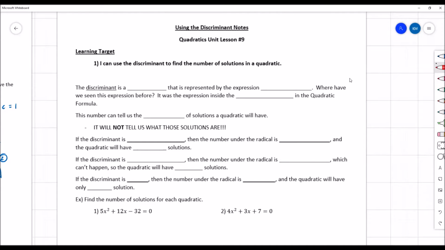Today we're looking at using the discriminant. At the end of this video, you should be able to use the discriminant to find the number of solutions in a quadratic. Okay, the discriminant is a value that is represented by the expression b squared minus 4ac.